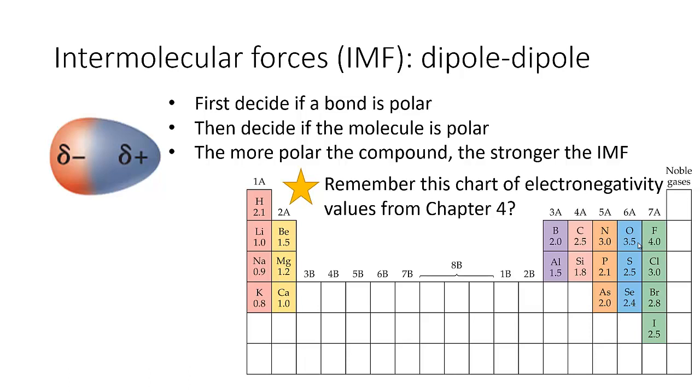But then you also have to check and make sure the molecule is not symmetric. Because if the molecule is symmetric, it could be a nice tug of war where the two ends of the molecule are pulling equally. Then instead of having a very positive area and a very negative area, it's going to be nonpolar throughout the molecule. And so the more polar the compound, the stronger the intermolecular forces.